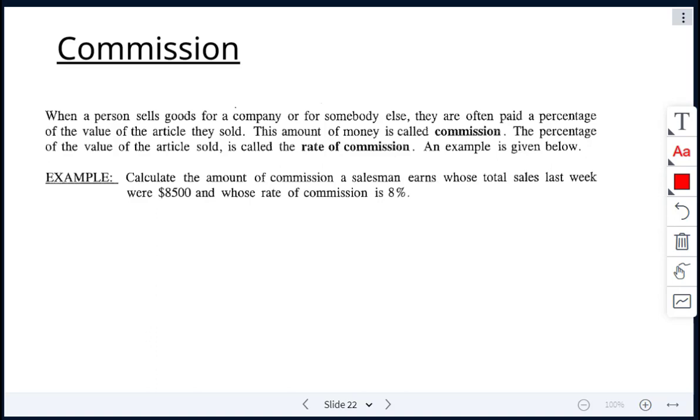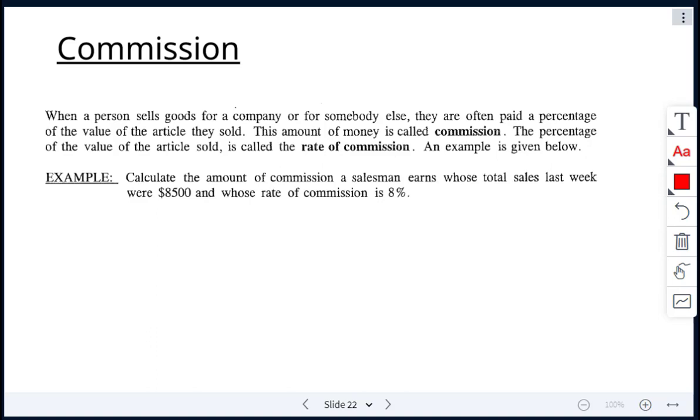So when a person sells goods for a company, for example, if they sell cars, furniture, some retail stores like clothing as well, they often get a percentage of the value of the article they sold. And that amount of money is called their commission. So the percentage of the value of the article sold, that is called their rate of commission.